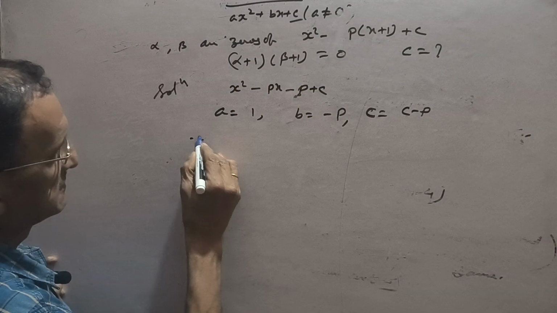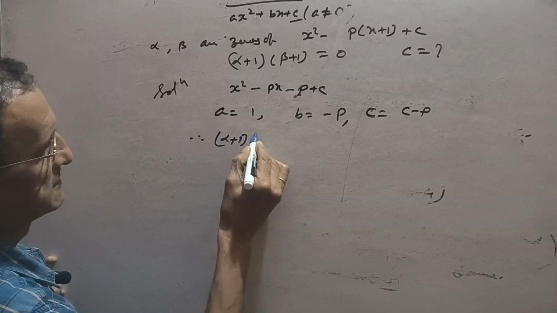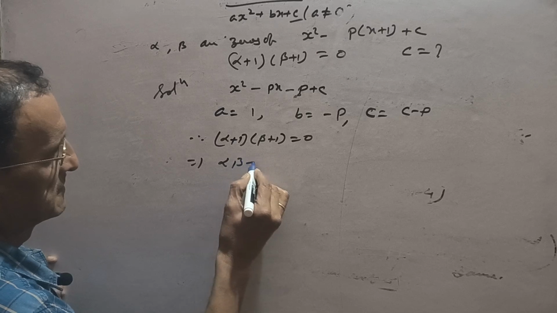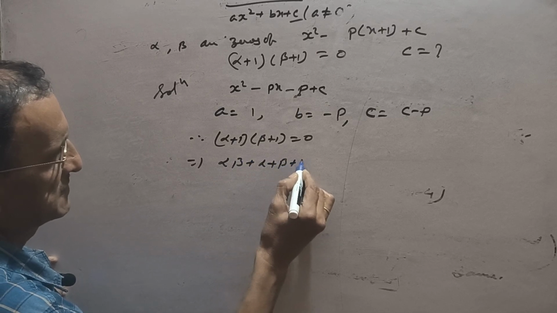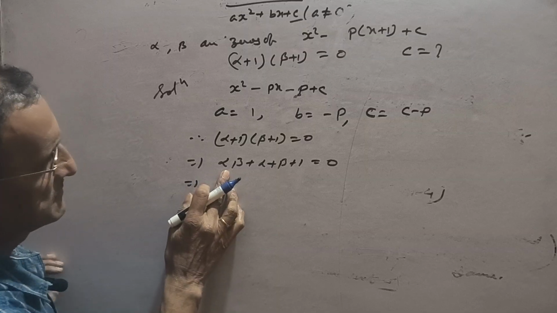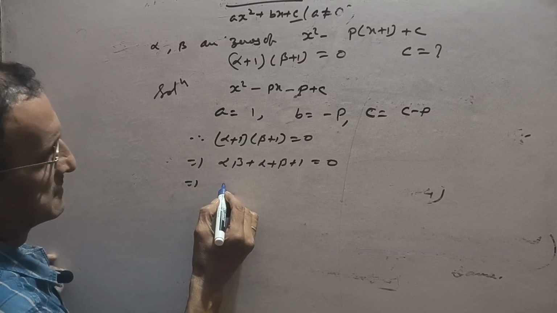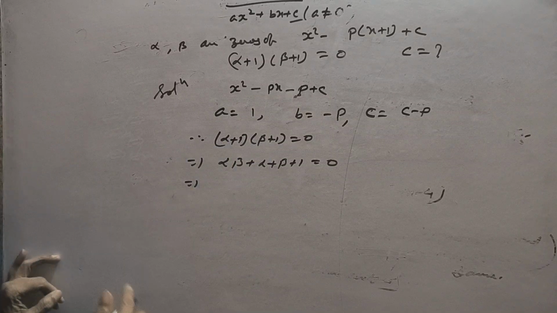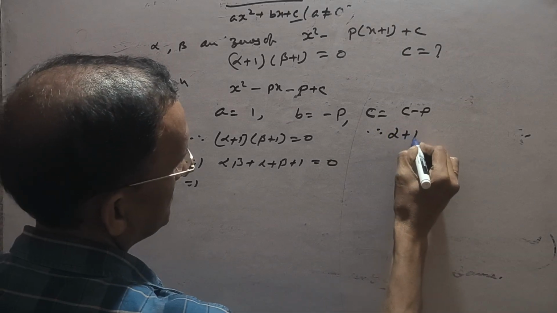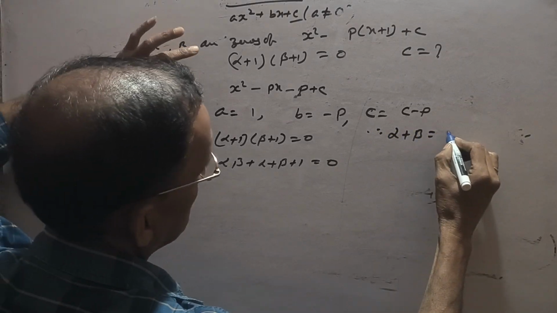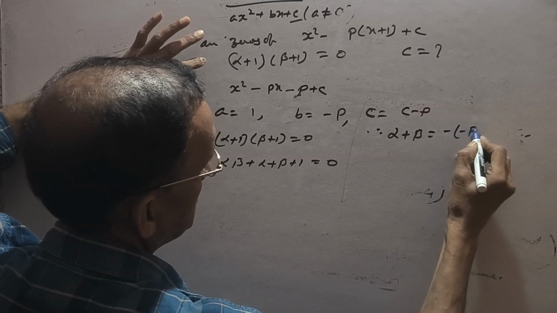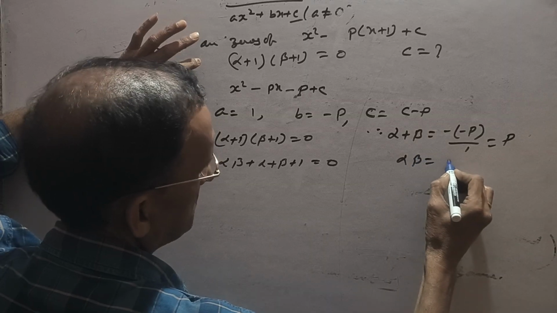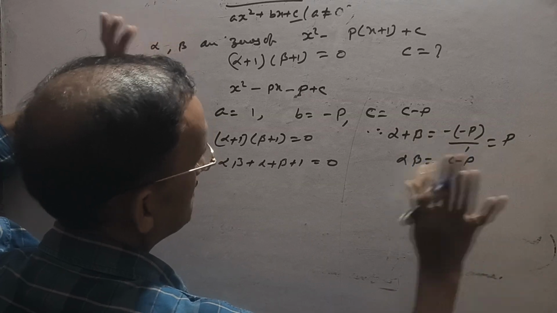Since alpha plus 1 into beta plus 1 equal to 0, just simplify: alpha beta plus alpha plus beta plus 1 equal to 0. Alpha beta value we have. First to find alpha into beta. What is alpha plus beta equal to? Minus b by a, minus p by 1, we will get p, and alpha into beta equal to c by a, so c minus p by 1, c minus p only.